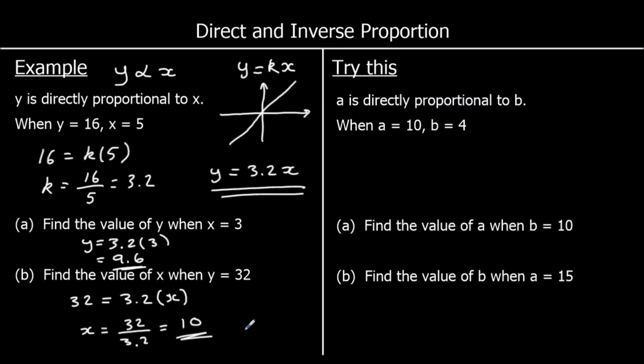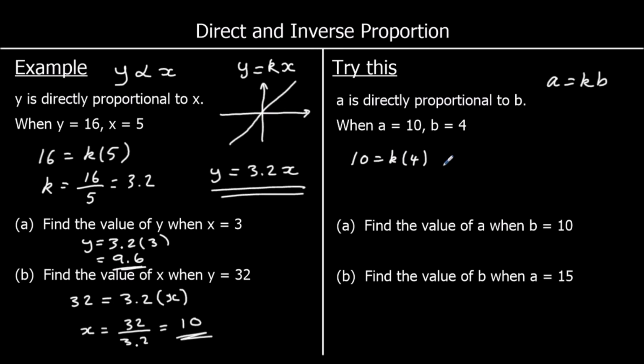Okay, one for you to try. So give this one a go. The question says A is directly proportional to B. So that means A is something times B. And we're given that when A is 10, B is 4. So we can use this to find k. 10 equals k times 4.